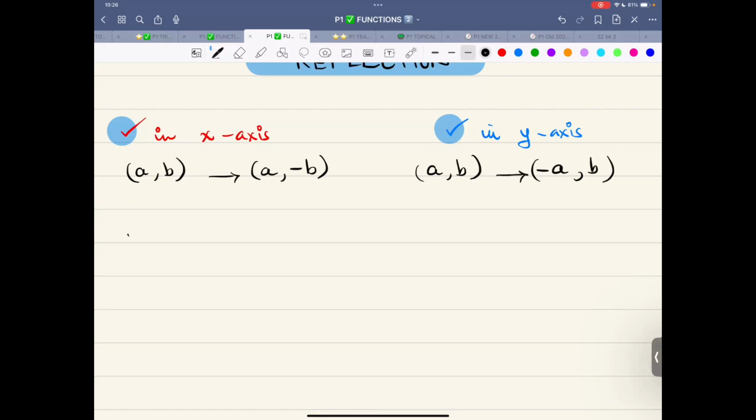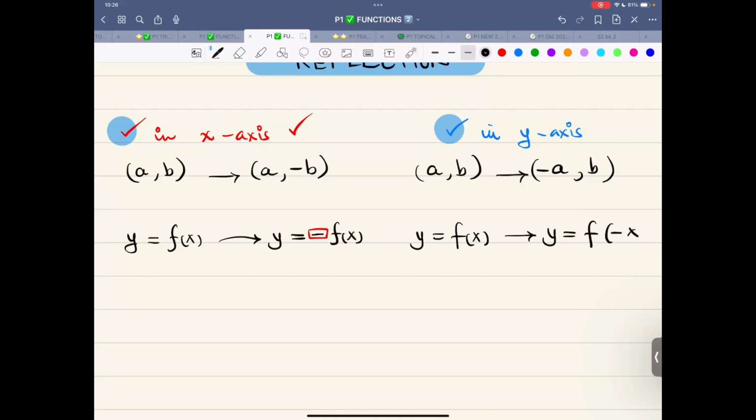What about the transformation? y = f(x) will become y = -f(x). So this negative over here, that corresponds to reflection in x-axis. And over here, y = f(x) becomes y = f(-x). This negative over here, that corresponds to reflection in y-axis.